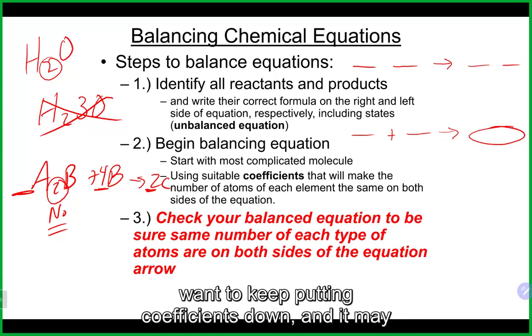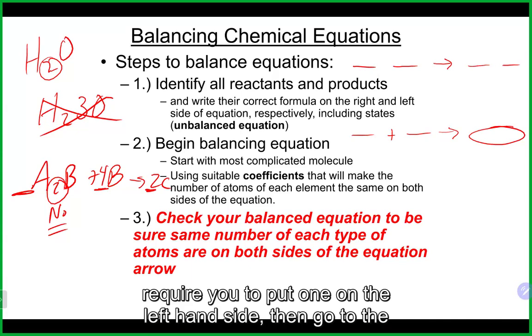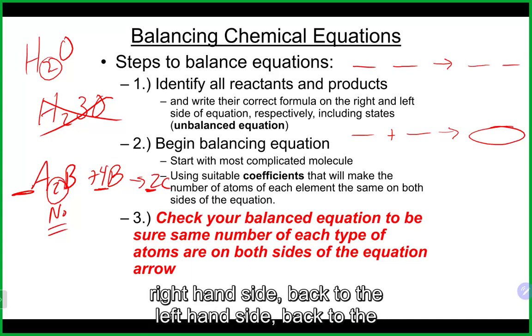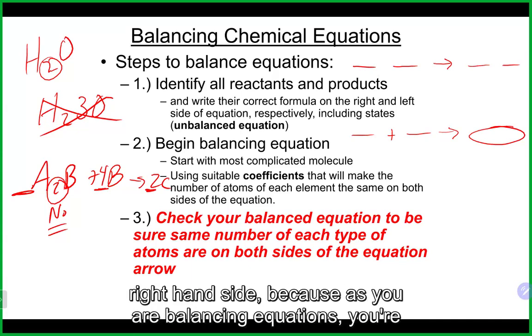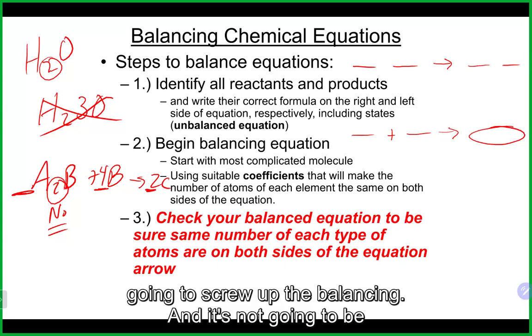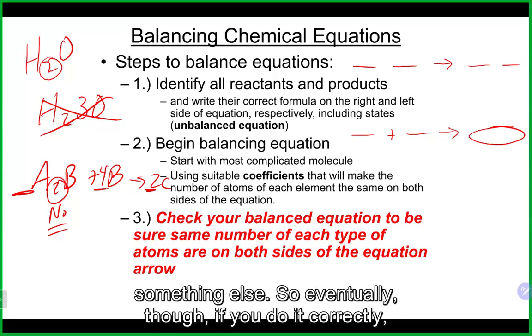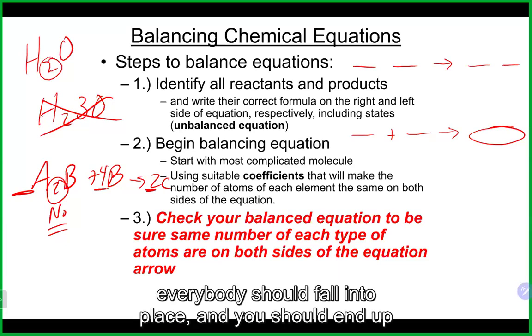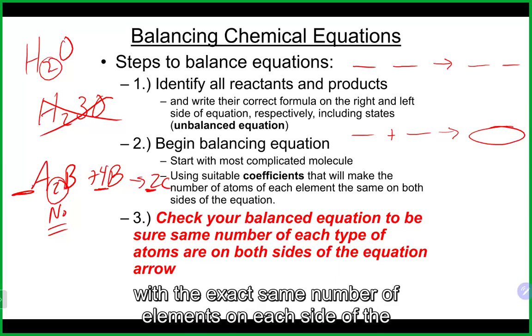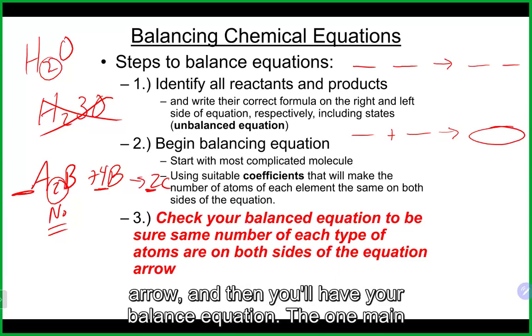You want to keep putting coefficients down, and it may require you to put one on the left-hand side, then go to the right-hand side, back to the left-hand side, back to the right-hand side, because as you are balancing equations, you're going to screw up the balancing. You'll fix one thing and then mess up something else. Eventually, though, if you do it correctly, everybody should fall into place, and you should end up with the exact same number of elements on each side of the arrow, and then you'll have your balanced equation.